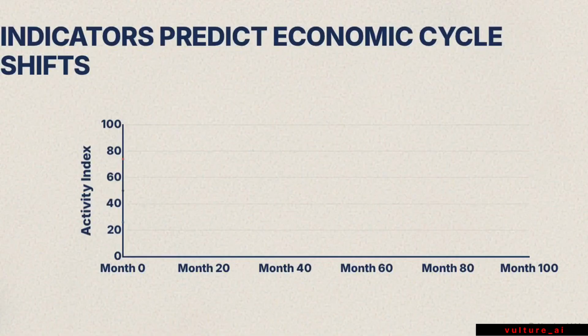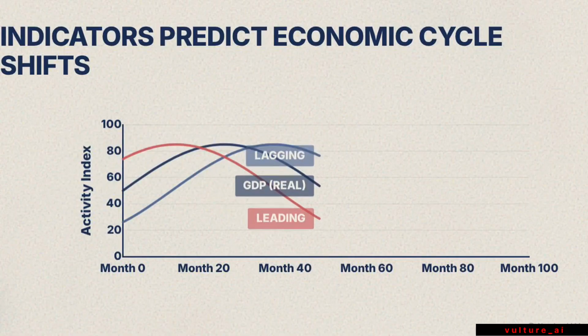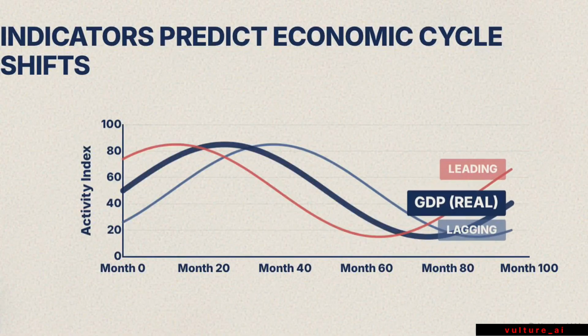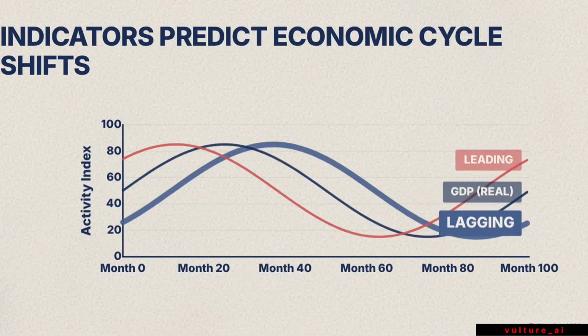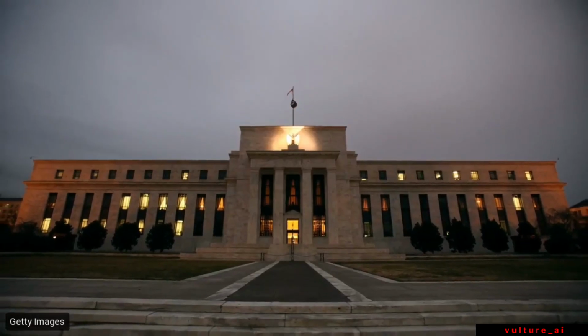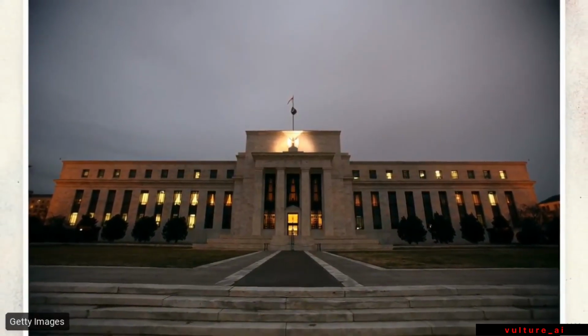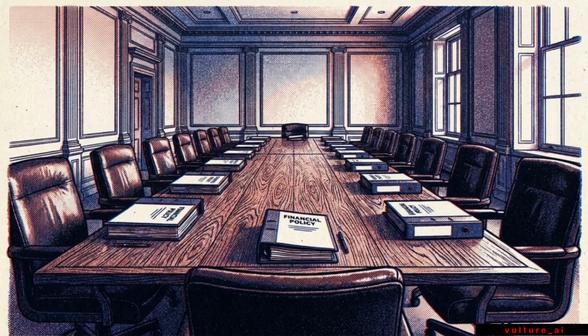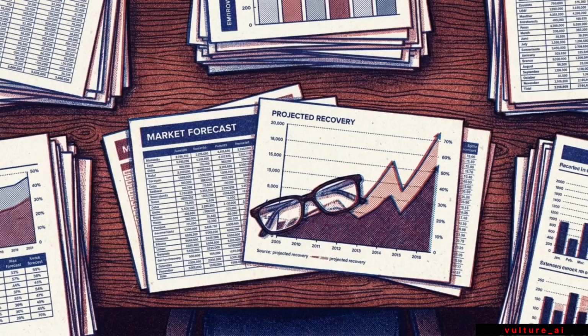When mapped together, these indicators move asynchronously. Leading data shifts first, the GDP wave follows, and lagging data trails behind to confirm the cycle's new phase. Institutions like the Federal Reserve monitor these indicators to adjust macroeconomic policy, raising or lowering interest rates to either slow an overheating expansion or stimulate growth during a contraction. While policy can mitigate the damage, correctly reading these signals provides the lead time necessary to adjust business and investment strategies.